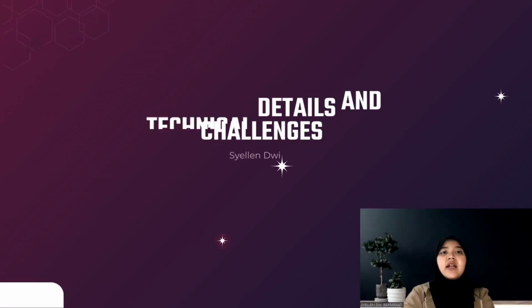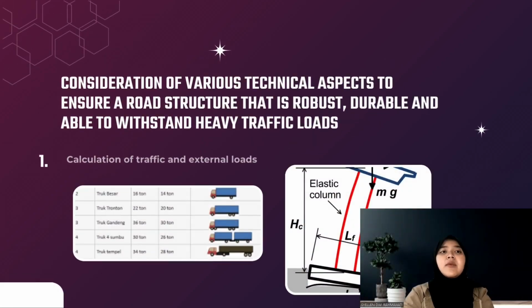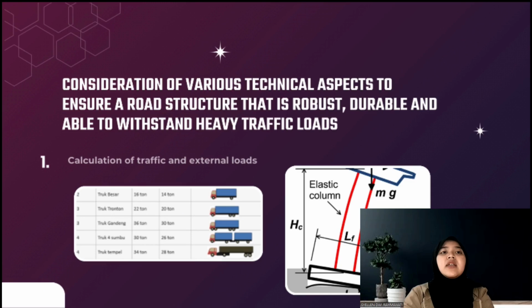Consideration of various technical aspects to ensure a road structure that is robust, durable, and able to withstand heavy traffic loads. The first one, calculation of traffic and external loads. Predicted traffic loads, including vehicle type, number of vehicles, and axle weight, are the main factors in determining the thickness and design of the rigid pavement structure. External factors such as earthquakes and ground pressure need to be considered in load calculation.